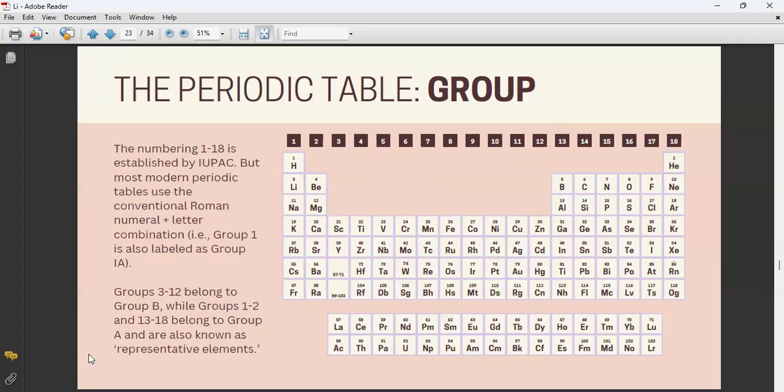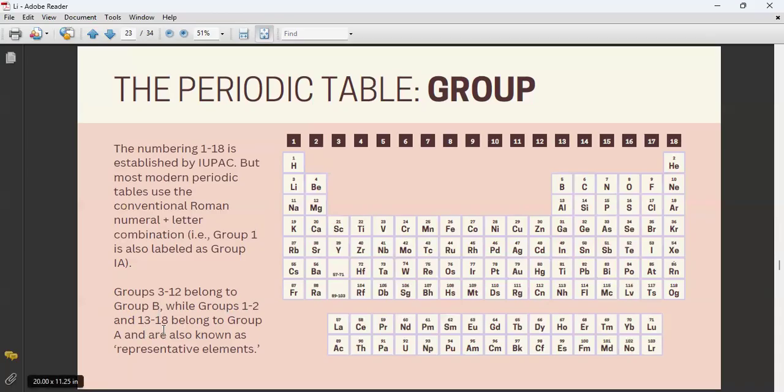Now, some more information about the group. The numbering 1 to 18 was established by the IUPAC, but most modern periodic tables use the conventional Roman numeral and letter combination, that is, group 1 is also labeled as IA. This is not of much importance from the perspective of the exam, but it is just important to know.